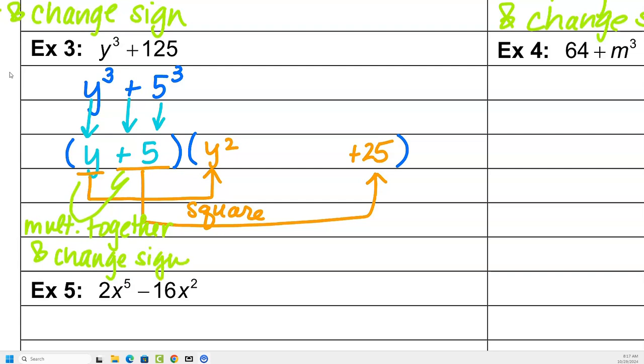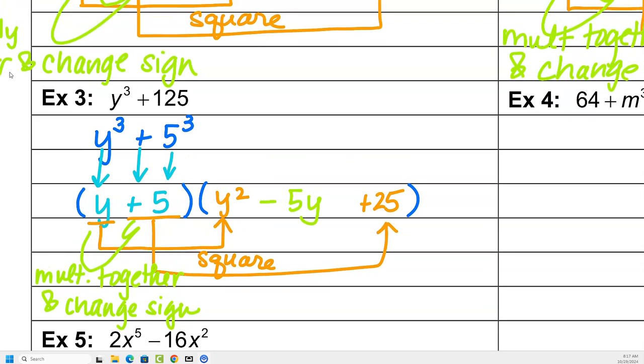So y times plus 5 is plus 5y. Changing the sign gives me minus 5y. Oh, I forgot to use SOAP to check my signs last time, didn't I? Let's just double check here, right? Is this one the same sign? Yep. Is this one the opposite of this sign? Yep. And this one's always positive, and it was plus.